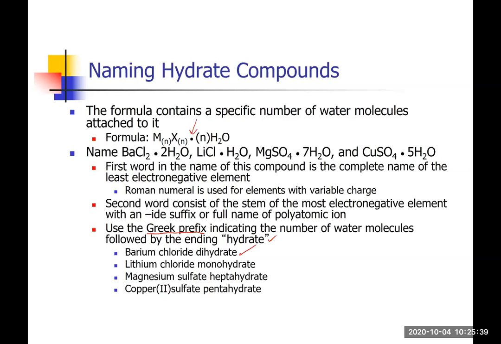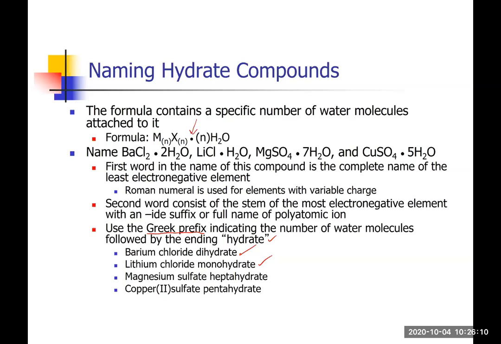Let's look at LiCl·H2O. We say the full name of the least electronegative element, so that is lithium. Then the stem of the most electronegative element and add the IDE suffix, so that is lithium chloride. Because we don't see a stoichiometric number in front of water, it's a presumed 1. So that is monohydrate. So LiCl·H2O is lithium chloride monohydrate.